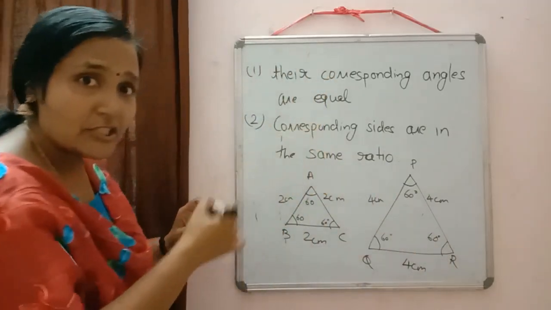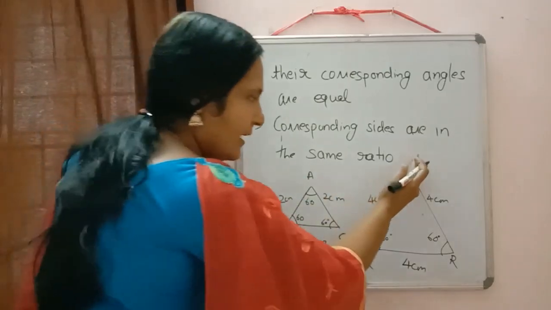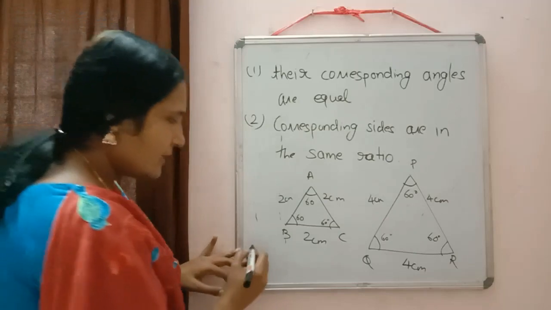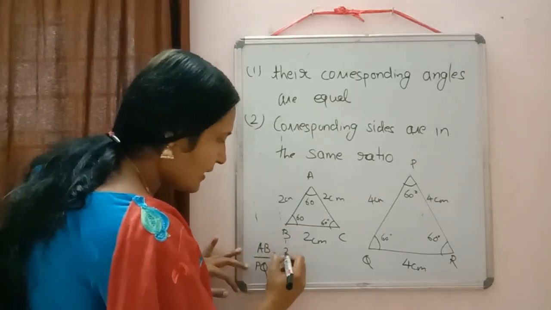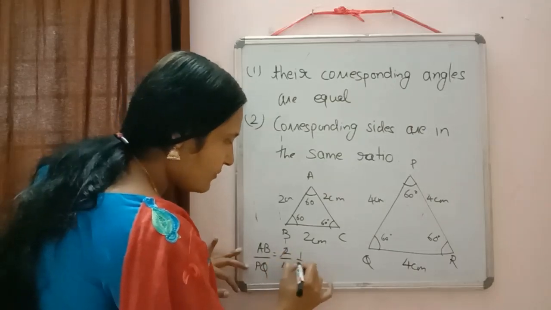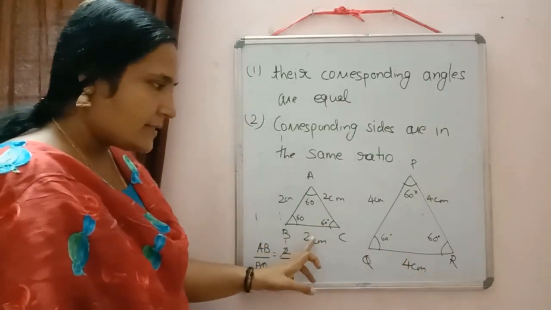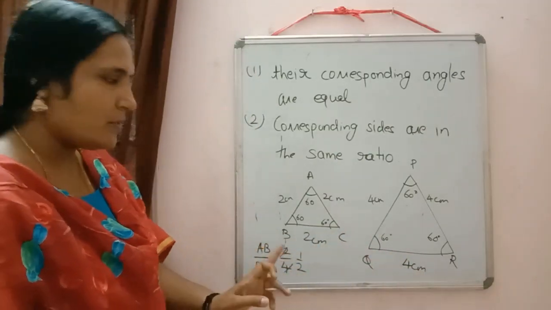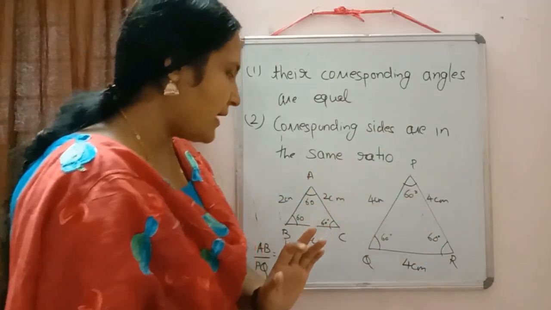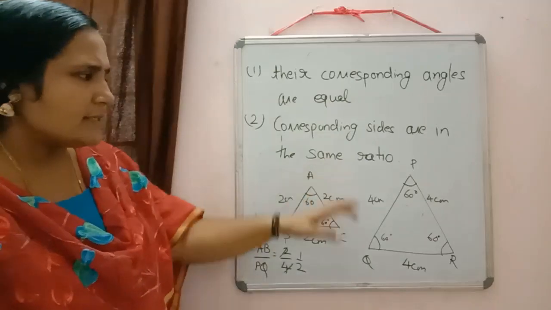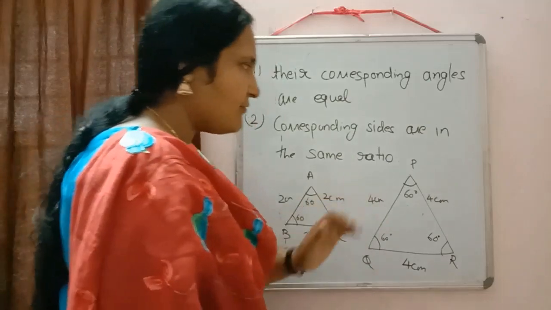Now check the ratio of each side. We have the side AB and here we have the side PQ. If you will find out their ratio, AB by PQ, what will come? 2 by 4, so that is equal to 1 by 2. In the same way, BC by QR is also 2 by 4 equal to 1 by 2. AC by PR is also 2 by 4 equal to 1 by 2. This you don't have to write at present. In details we will study. This is just I gave you for explanation.